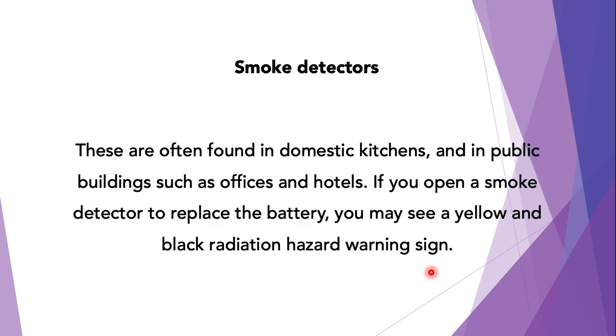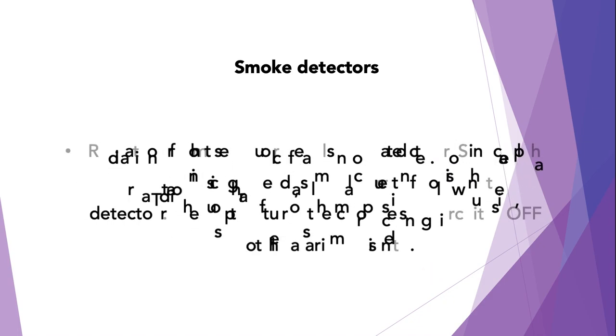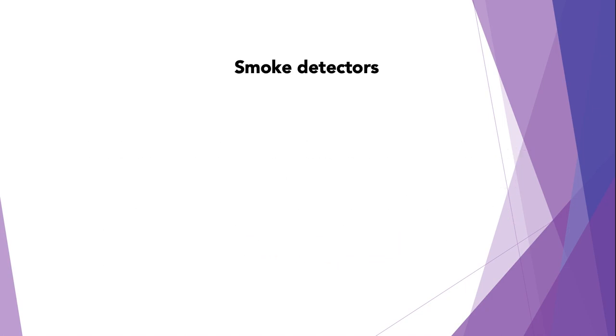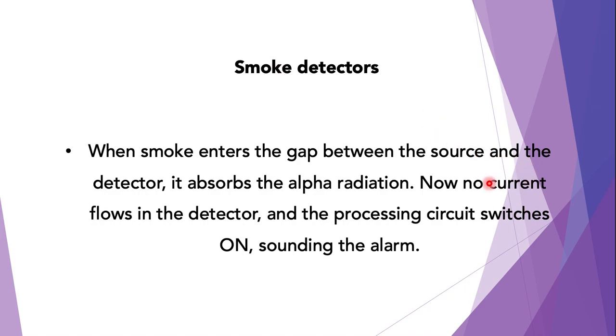So how does this smoke detector work? The radiation from the source falls on a detector, and since alpha radiation is charged, a small current flows in the detector. So the output from the processing circuit is off, and the alarm is silent. But when smoke enters the gap between the source and the detector, it absorbs the alpha radiation. Now no current flows in the detector and the processing circuit switches on, sounding the alarm.